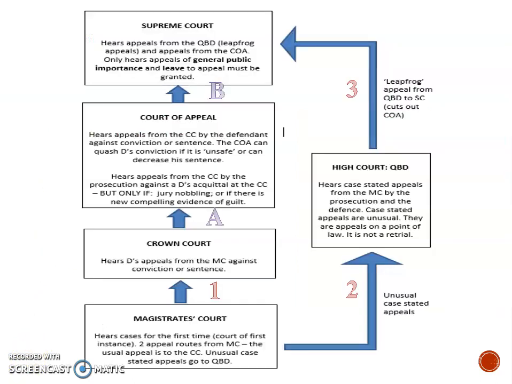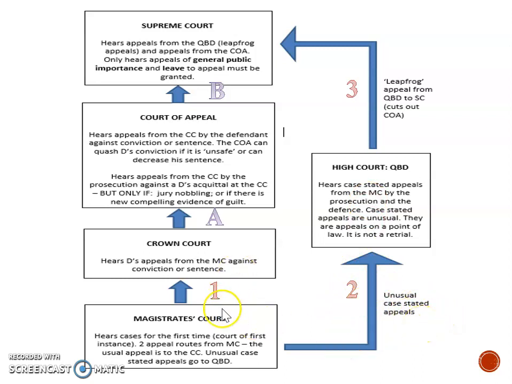And there's a little diagram here which shows you our court hierarchy. And it also shows you appeals. So we can appeal from the Magistrates' Court up to the Crown Court, and that's the usual route of appeal. So that's number one. You can also appeal from the Magistrates' Court up to the High Court, and that's labelled as appeal number 2, and that's a case-stated appeal.